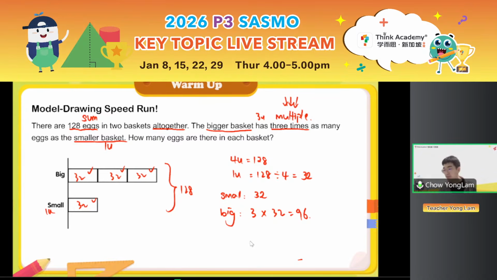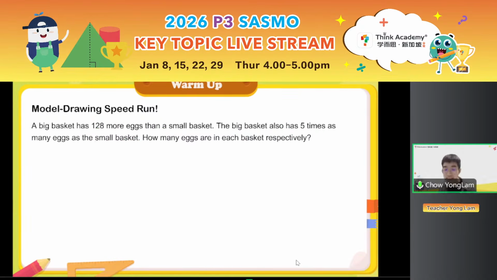All right. So that is how you attempt this question, sum and multiple. Whenever you see a multiple relationship, you need to think how many units is each of the characters. So this is a sum and multiple question. Now let's move on to the next question.